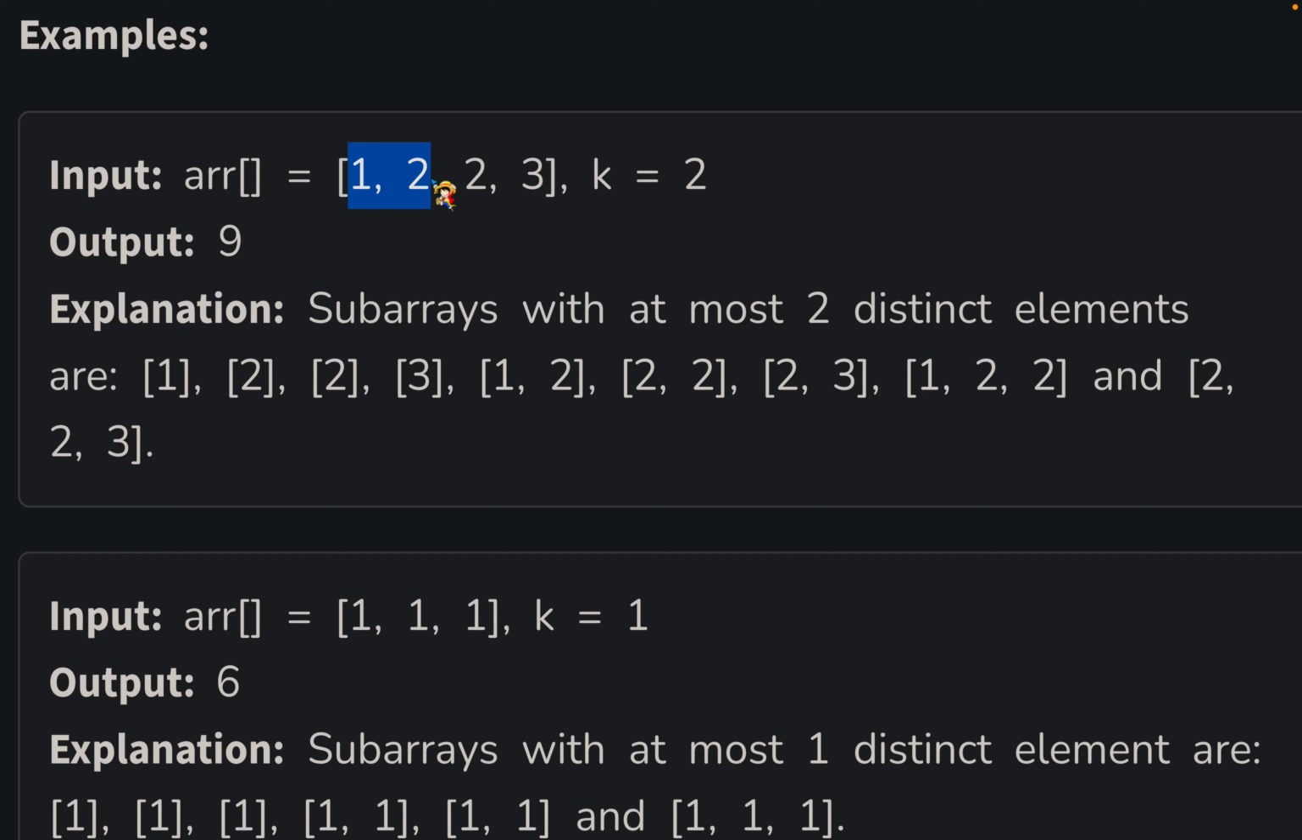So these all are valid. Now can I take 1 2? Yes, obviously. Can I take 1 2 2? Yes, because the distinct elements are still 2. Can I take 1 2 2 3? No, because here the distinct elements are 3, which is 1, 2 and 3, which we cannot take forward, and hence we do not consider this, and we want to consider 2 to 3 instead.